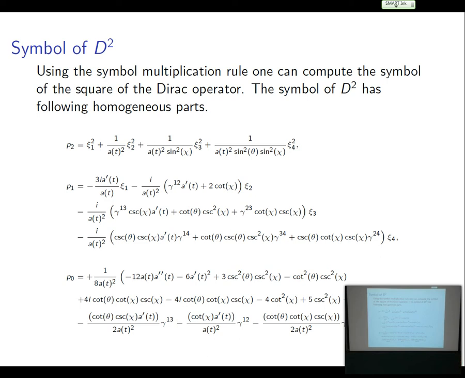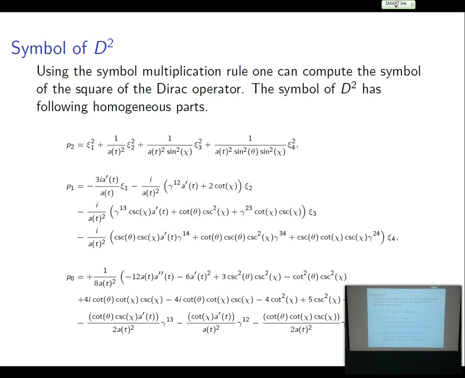So the symbol of this has three parts. This is the quadratic part, the leading part, the second order operator. So in addition to the quadratic part in ξ1, ξ2, ξ3, ξ4, there's a linear term, and there is this constant term. Look at the constant term; it's quite substantial.